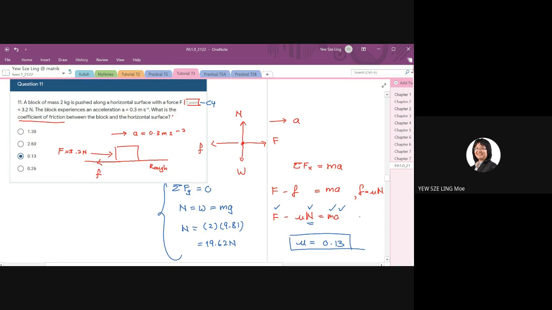So for this one, I give you 2 minutes to write it down. For C4 questions, I give you the time to write it down. C3, I believe you can solve it; I just explain it, then you solve it by yourself. All right, so C4, you can write it down. 2 minutes for you to write down.